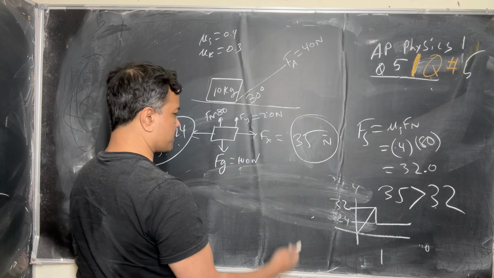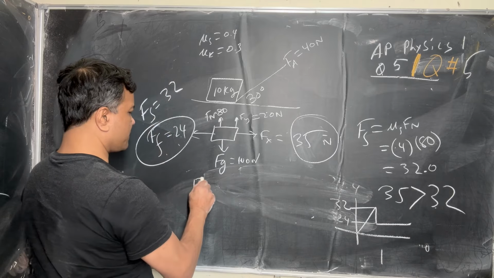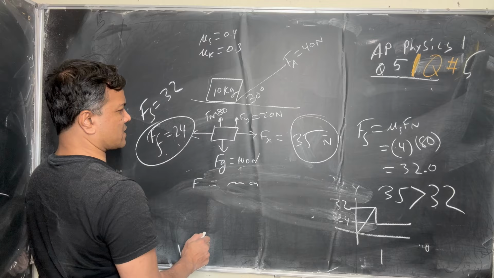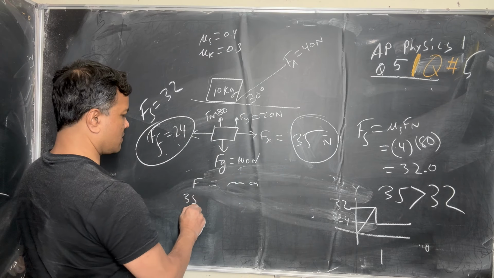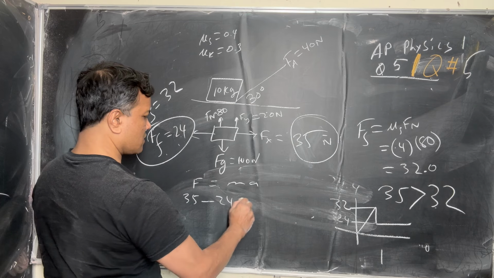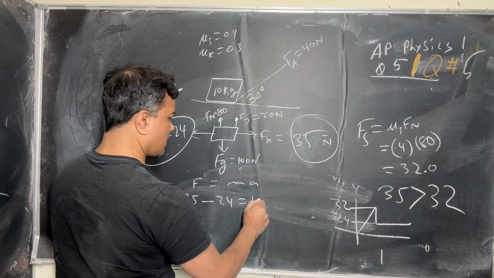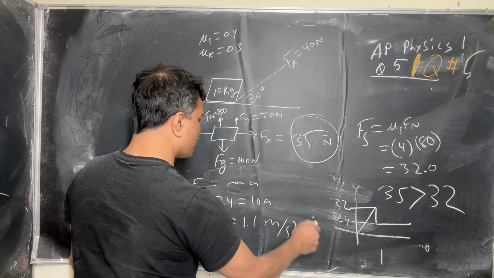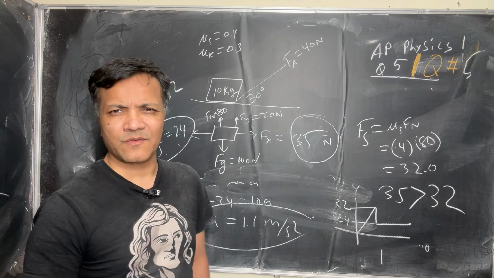Okay, all right, so let's go. F is equal to ma. So two forces acting on it, so 35 minus 24 is equal to m, which is 10, times a. So a is 1.1 meter per second squared. I'm not sure if I ask you for 2 sig fig, but there you go.